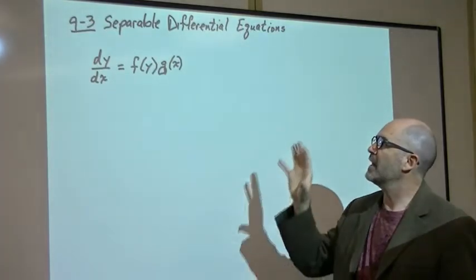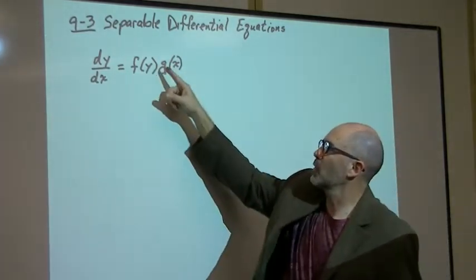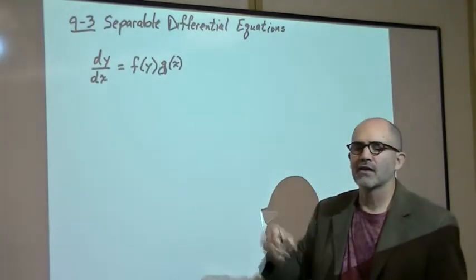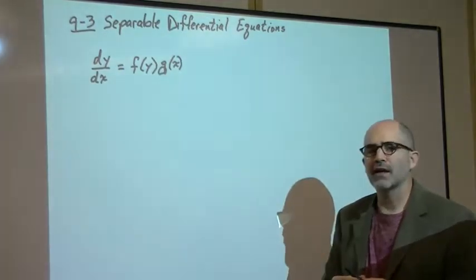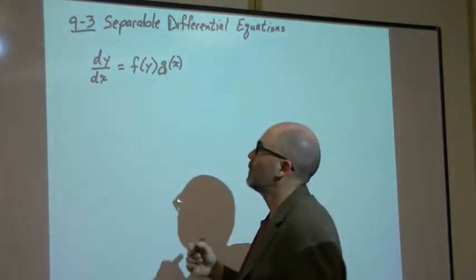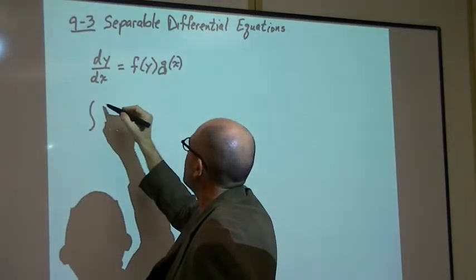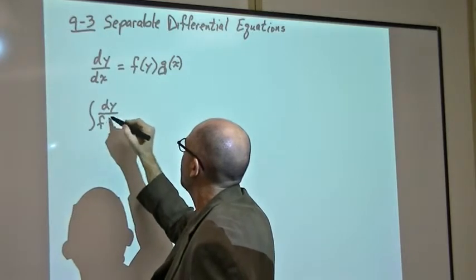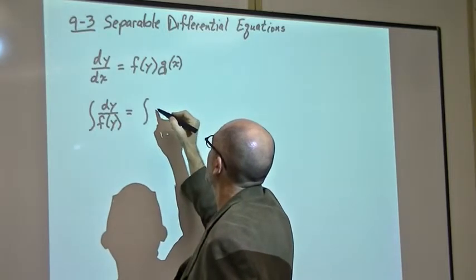Now, we're trying to separate the y's and the x's. What it looks like is we're going to divide both sides by f of y and multiply both sides by dx. The thing is, like we said before, dx really is not a defined quantity, so that's really not what we're doing. What we're doing is taking the integral of both sides. So what we have here is the integral of dy over f of y equals the integral of g of x dx.